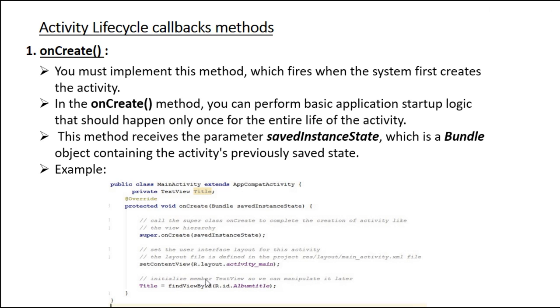And here you can initialize any member variable. So here we have a text view variable. You can initialize any possible member variable from the onCreate method. The onCreate method is invoked only once throughout the life cycle of an activity.